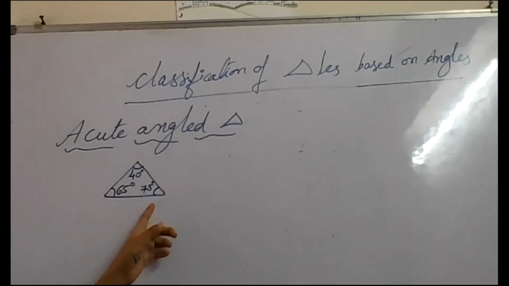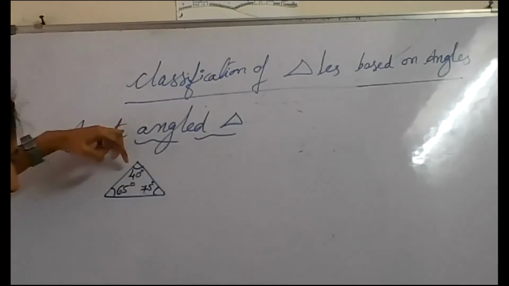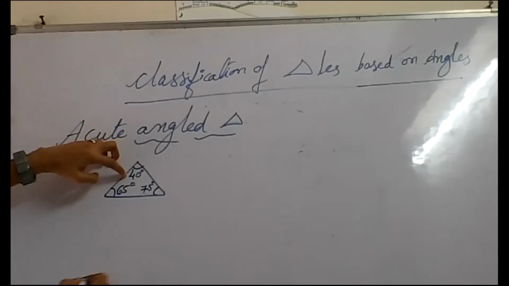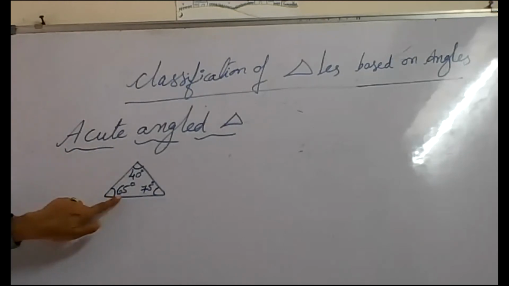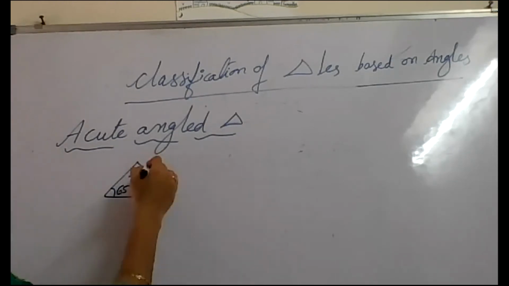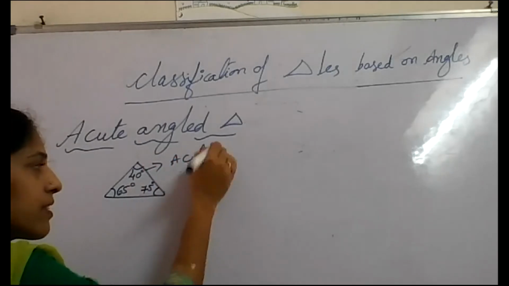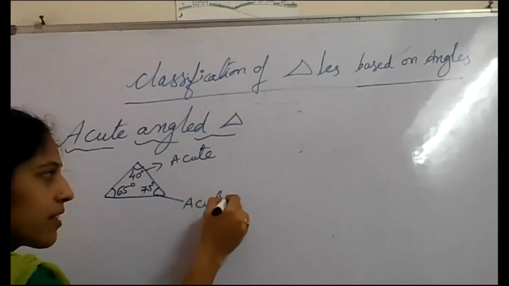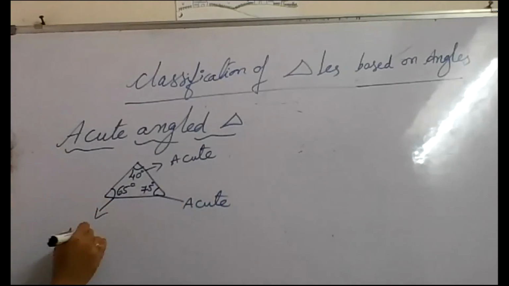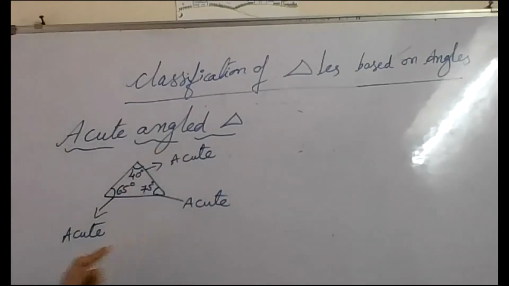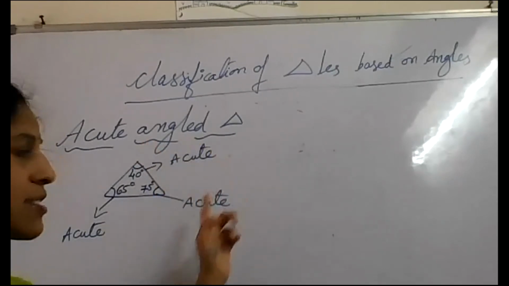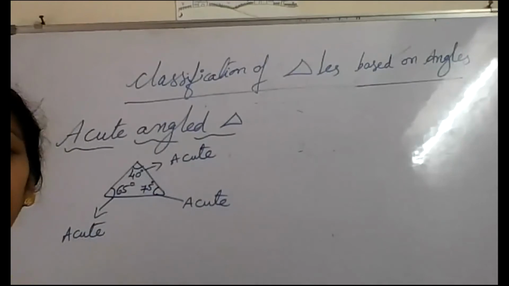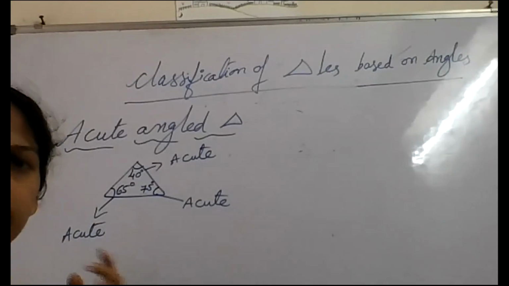Now see here. You can observe that each and every angle of this triangle is less than 90 degrees. 40 degrees, acute angle. 65 degrees, less than 90 degrees. So this is also an acute angle. When all three angles in the given triangle are acute angles, such a triangle is called an acute angled triangle. Is it clear?